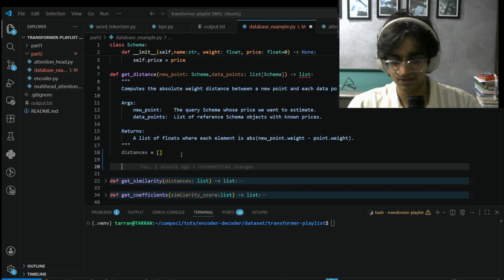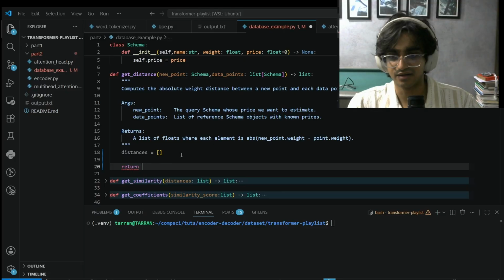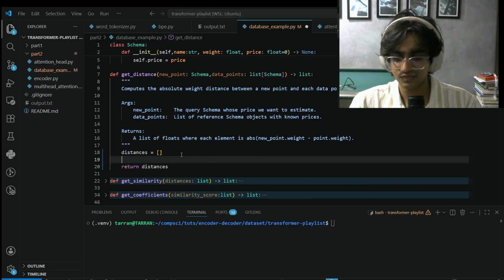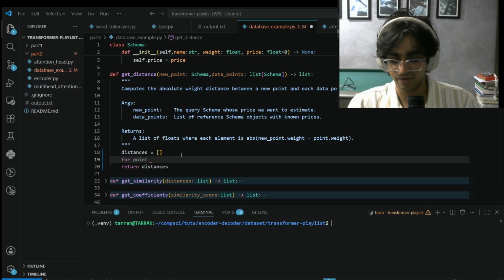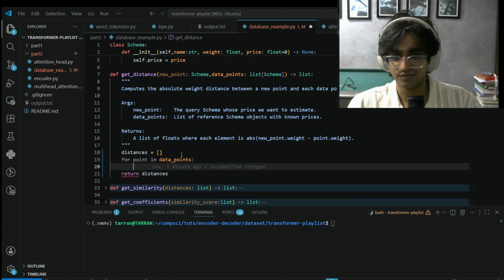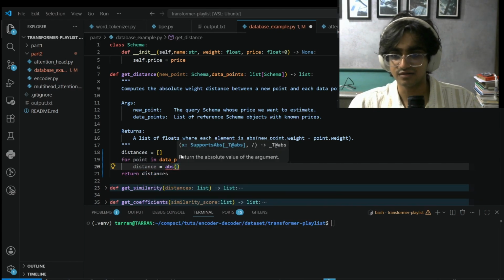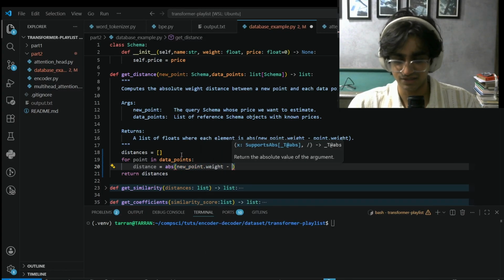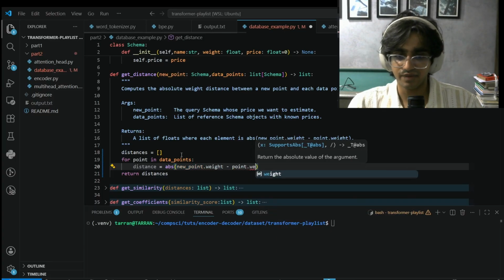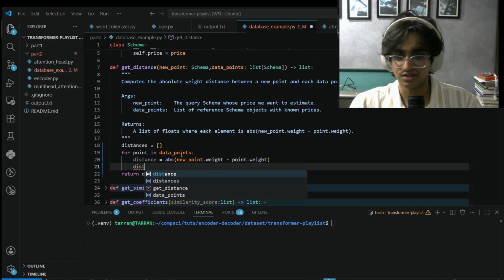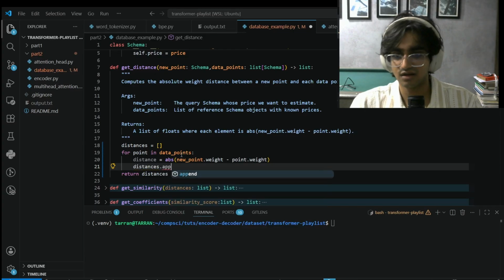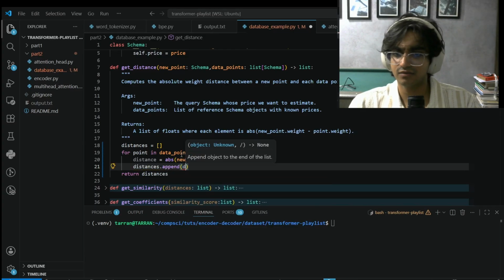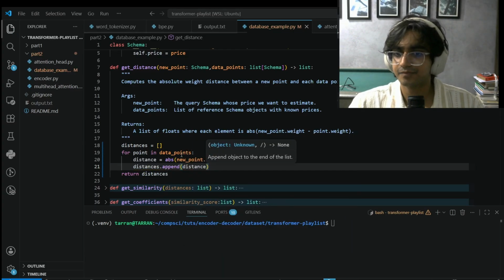So we're going to need a distances list. We're going to be returning distances. We want to compare our new point to all the other given ones. So our distance, if you remember the formula, is just the absolute value of our new point minus our weight, which is essentially the volume in the given example. And we simply just append it. Distances dot append, and we append the distance.